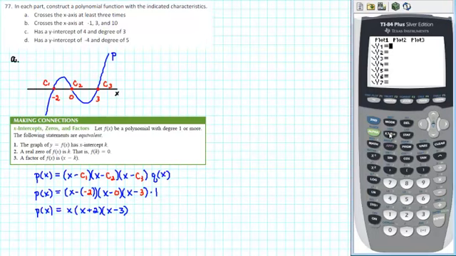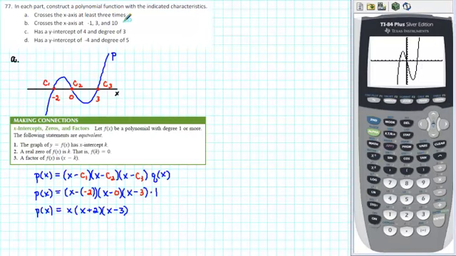We enter x times x plus 2 times x minus 3. We then create a good viewing window using zoom. I'm going to select zoom standard number 6. And notice that we end up with a polynomial function. The key thing is that it crosses the x-axis at least 3 times. Specifically, it crosses the x-axis at -2, at 0, and at 3.